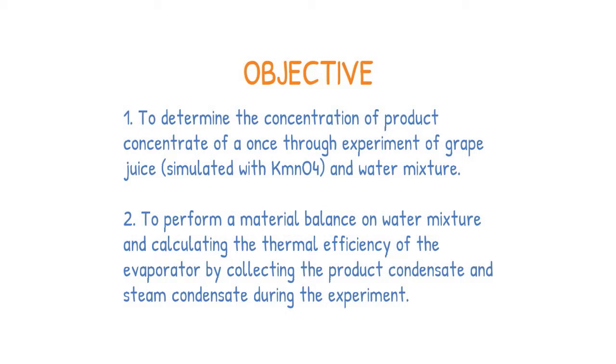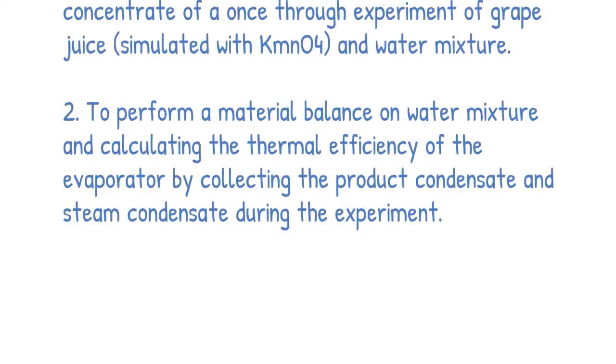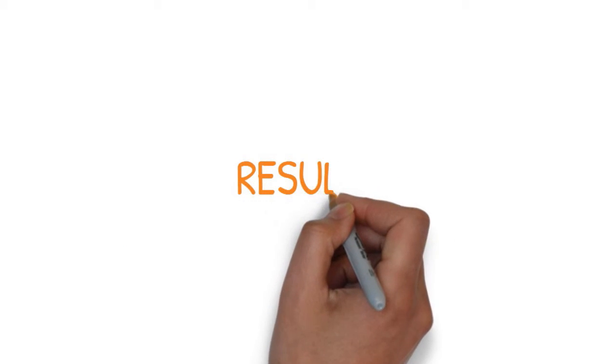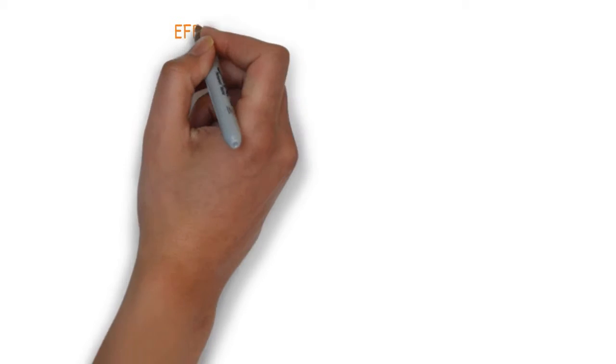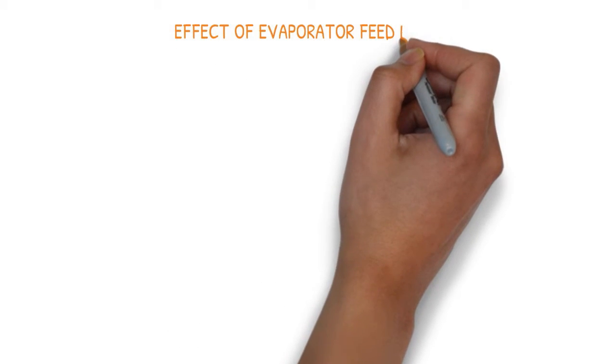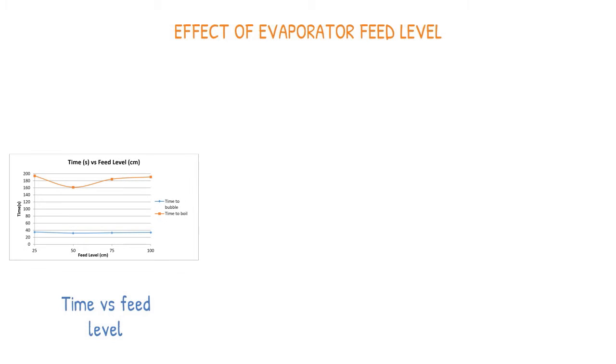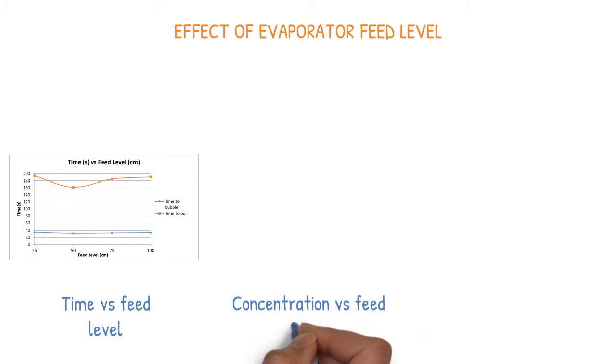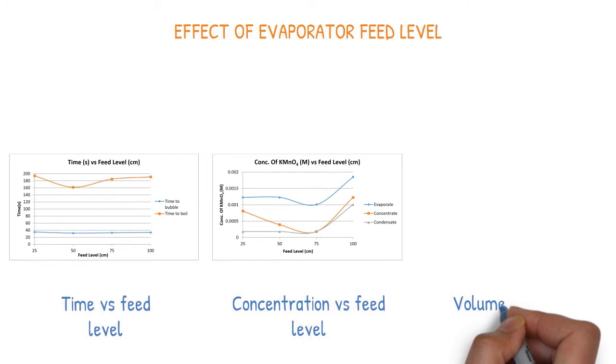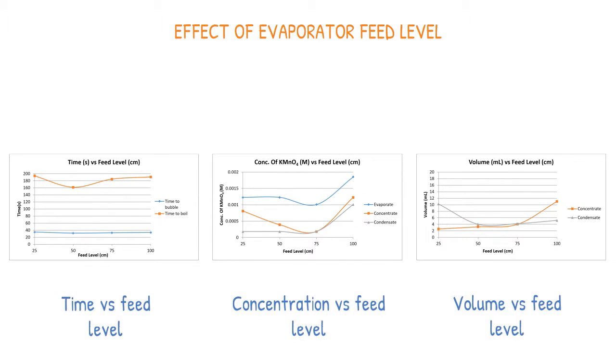To achieve the objectives of this experiment, we manipulated two variables, one at a time, which are feed level and pressure. Data are collected and graphs are plotted to enable us to see the effects of each variable clearly. While using feed level as the manipulated variable, we selected 4 different levels of potassium permanganate inside the tube, which are 25 cm, 50 cm, 75 cm, and 100 cm, with a constant atmospheric pressure.